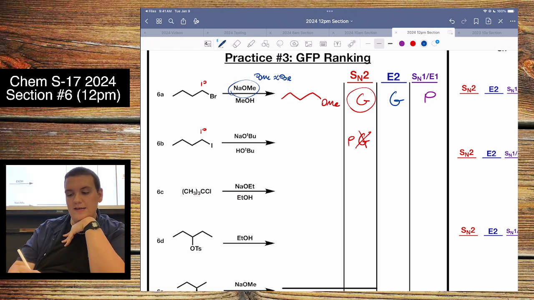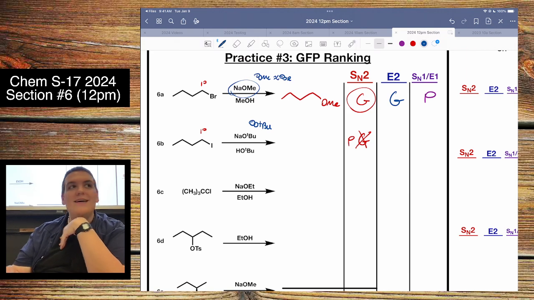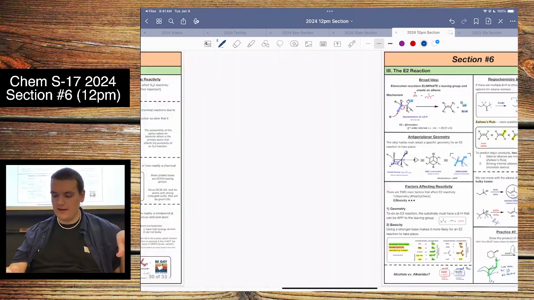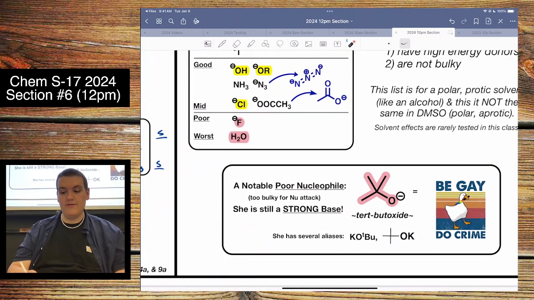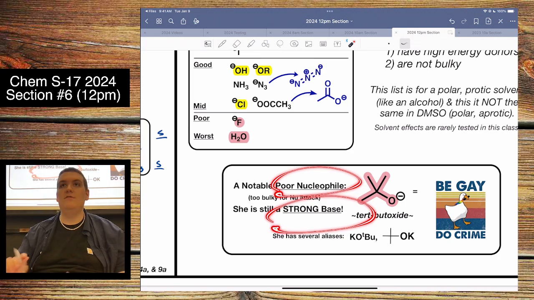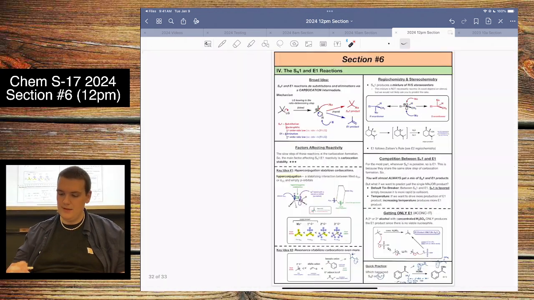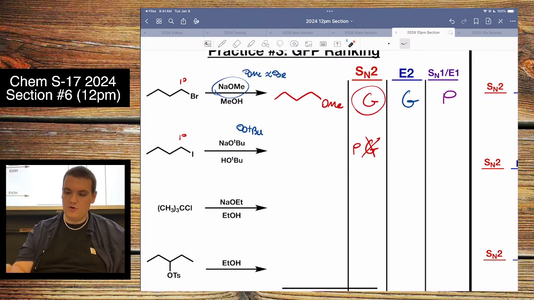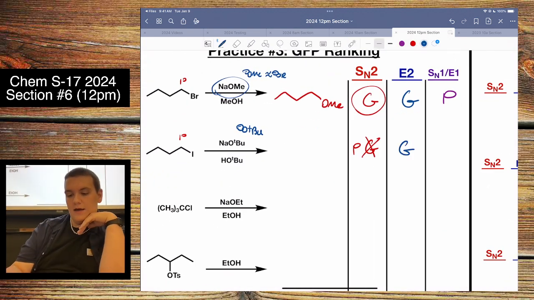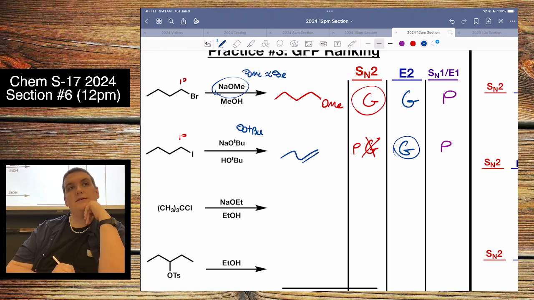Okay, E2, is tert-butoxide a good base? Yes, that's its whole deal. If we go back to where we introduced it, it is a poor nucleophile but strong base, and it's one of very few molecules in the class that will be like this. So it's going to be a good candidate for E2. Then it's primary, so is it good, fair, or poor for SN1E1? Poor. We have a clear winner here of the E2, so we just draw the elimination product.